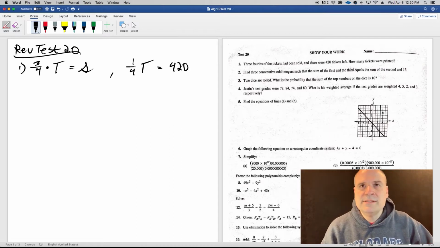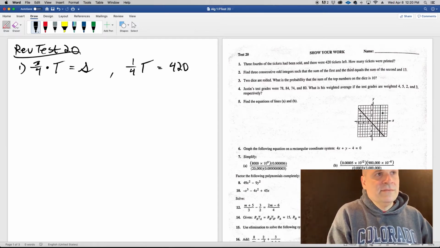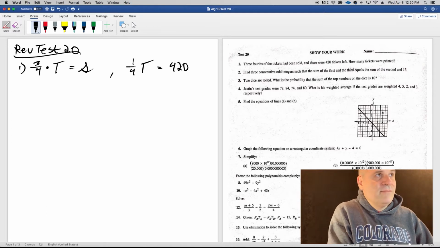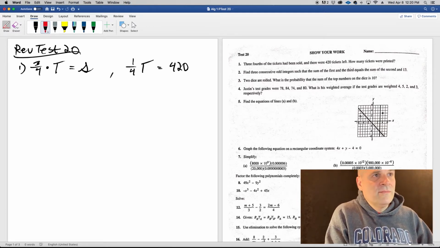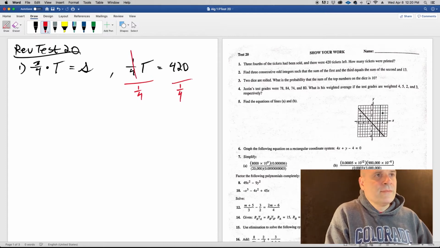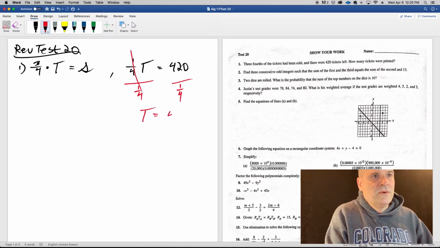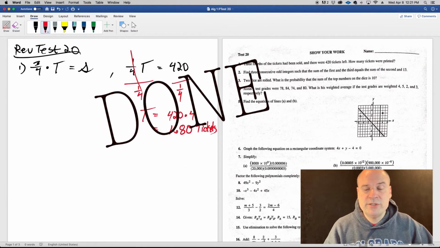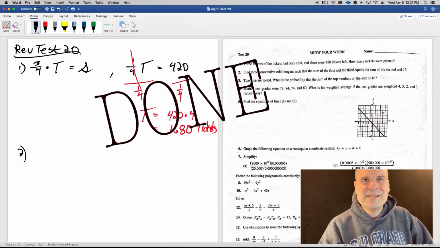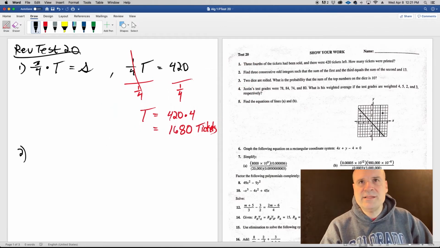Okay, so let's solve this equation. How do you get rid of 1/4? Well, you divide both sides by 1/4. So T equals 420 times 4/1. Remember, copy dot flop, or just 4. And this equals 1,680 tickets. Okay, done. Good job.